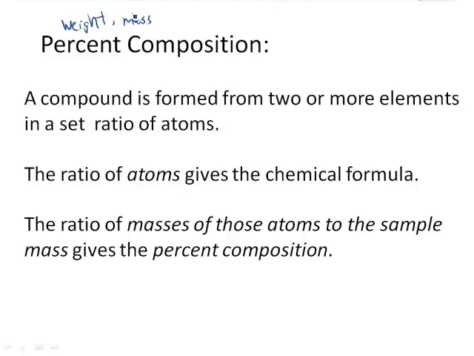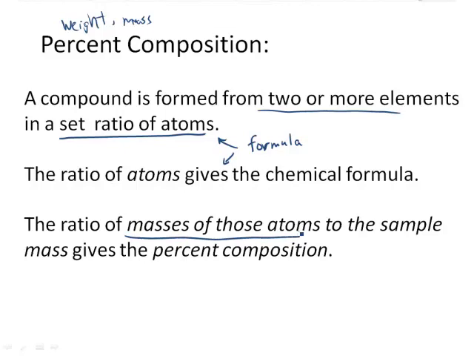And the idea here is that the compound is formed from 2 or more elements in a set ratio of atoms. That set ratio of atoms is the formula. That's what the formula of the compound tells you. So H2O means there's 2 hydrogen atoms per oxygen atom. That's the ratio of atoms, 2 to 1. That ratio of atoms gives the formula. The ratio of masses of those atoms to the sample mass gives the percent composition. So instead of talking about the ratio of atoms, it's the ratio of masses of those atoms.